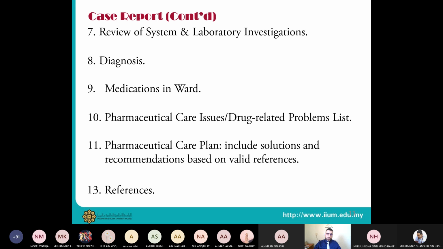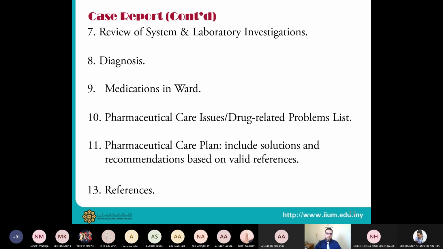Review of the system and laboratory results of the patients. Usually the laboratory investigations you can find from the patient chart. Here we are talking, of course, about the hospital setting. The diagnosis is also usually updated from day to day. First there is an impression, and then after that, until we reach the final diagnosis.